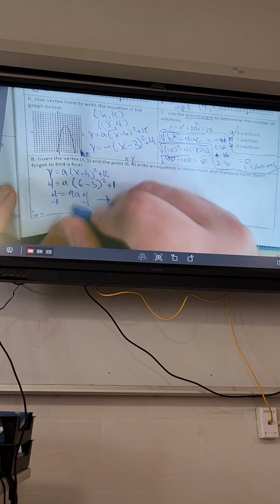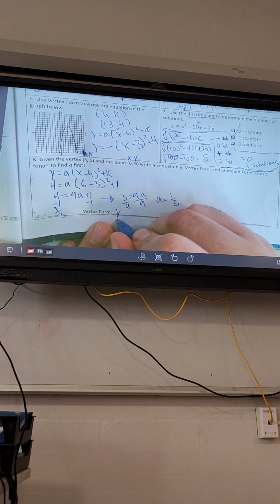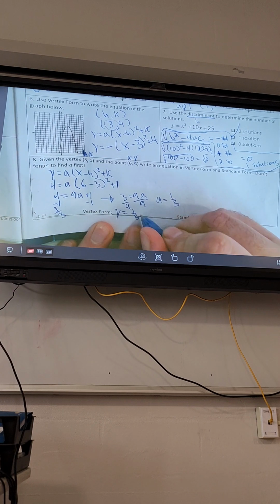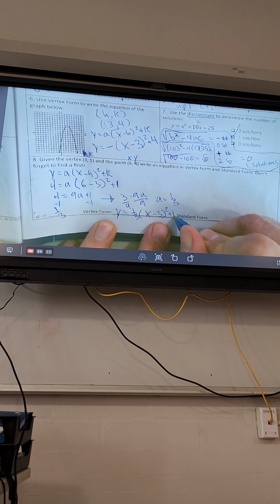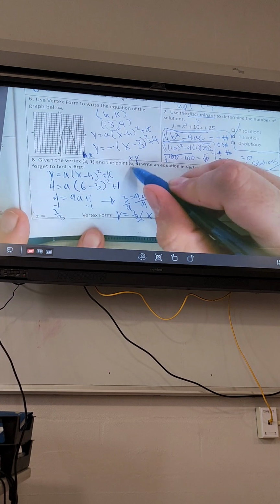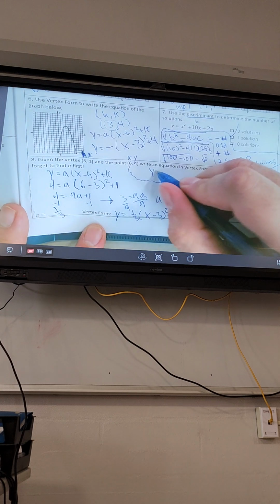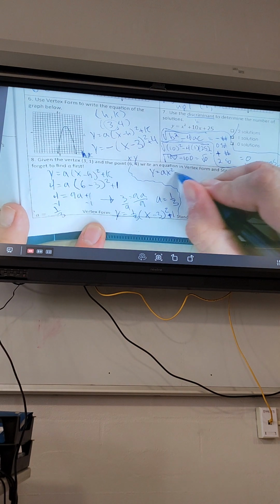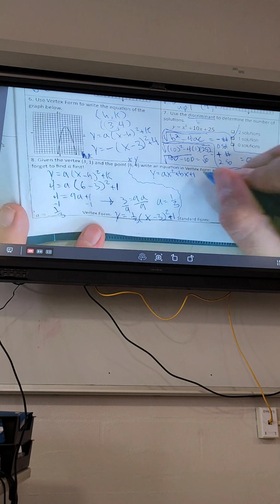So if a is 1/3, we should be able to write vertex form now, right? So y is going to be equal to 1/3 (x minus 3) squared plus 1. Now the tricky part is going to be writing standard form. That's going to be the not-so-fun part. So I'm going to kind of give you a little line here. So standard form, remember, looks like this. It is a fully worked out, foiled out problem.